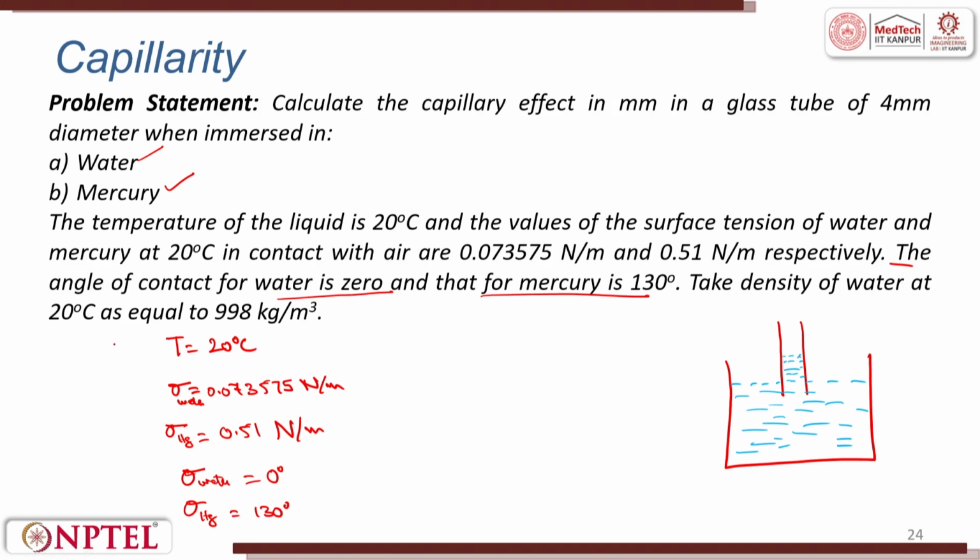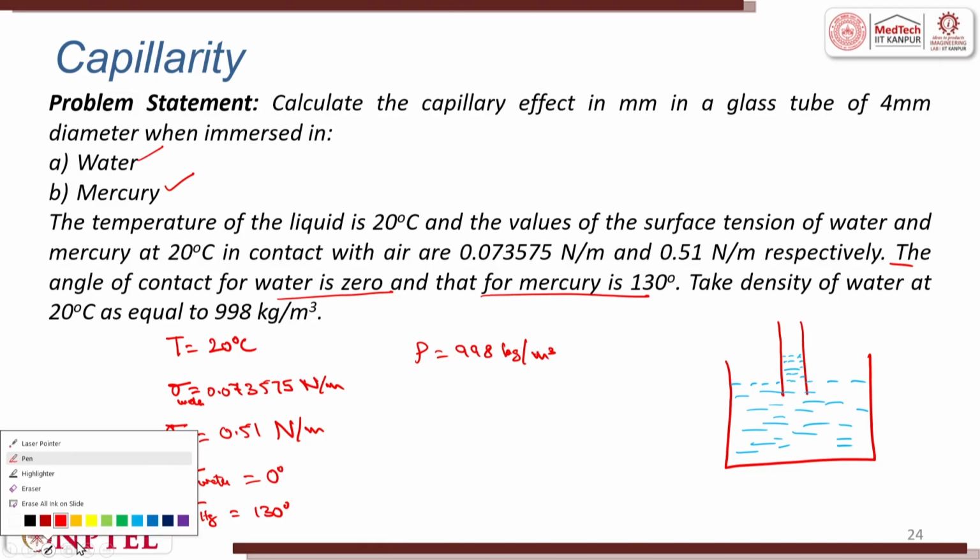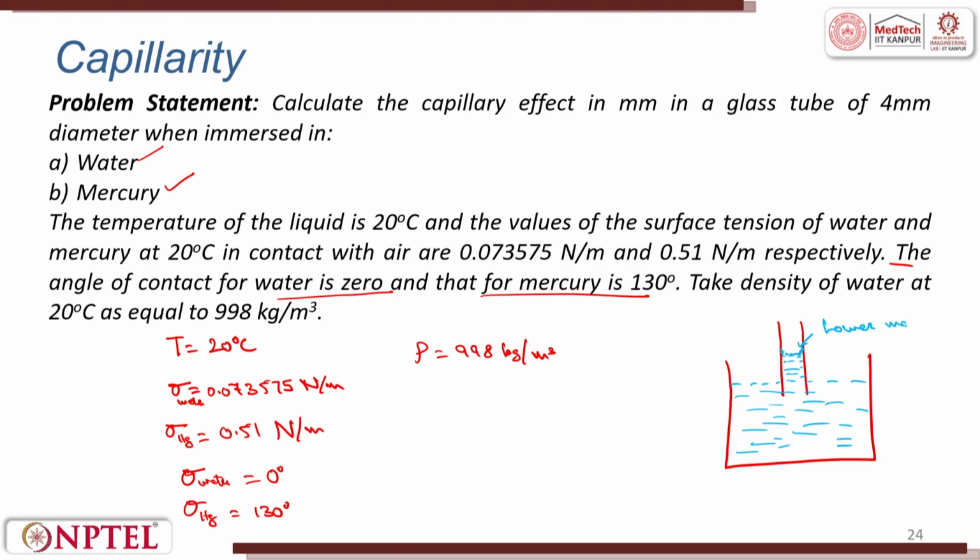Take density of water at 20 degrees as 998 kilograms per meter cube. Rho they say is 998 kg per meter cube. So here we will have a meniscus like this. That is, water will have a lower meniscus.